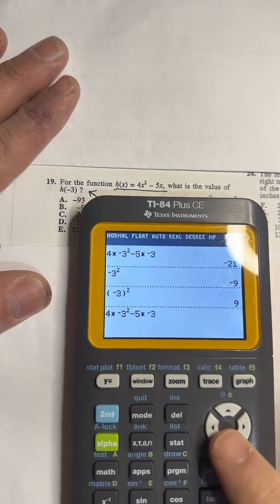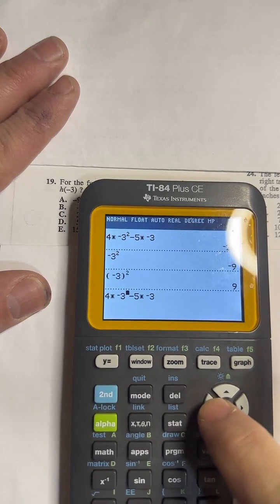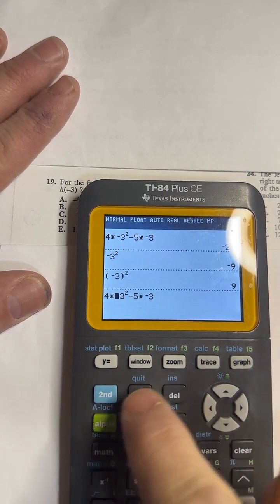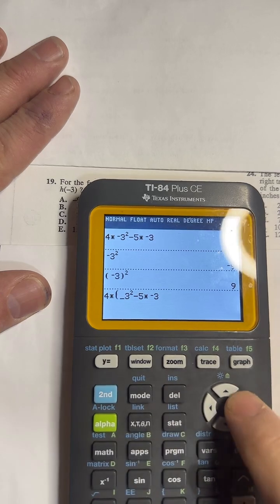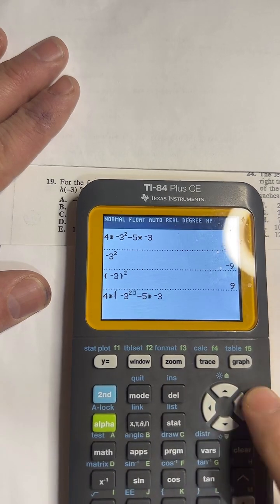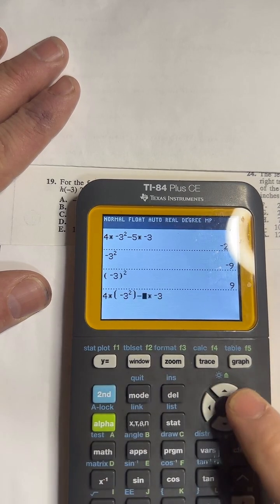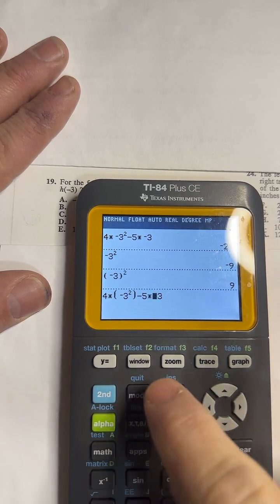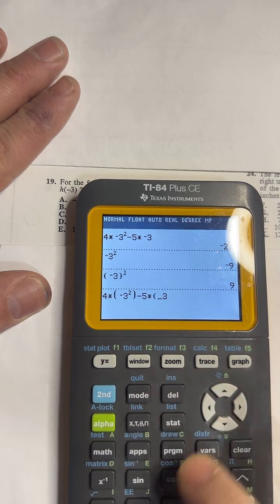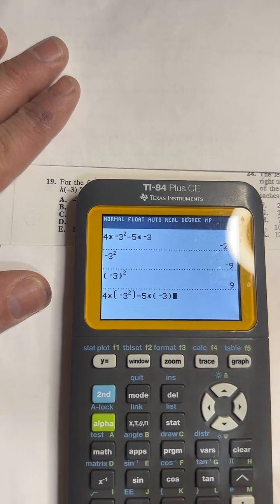So I'm going to recopy this and put that negative 3 here in parentheses. You've got to get yourself one of these calculators if you haven't already. They are just a lifesaver, especially if you know how to use them. If you take AP Statistics or AP Calculus, these are a premium.